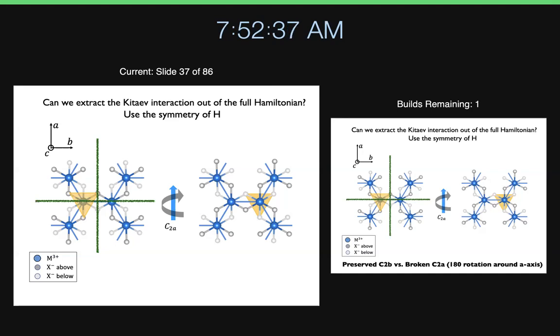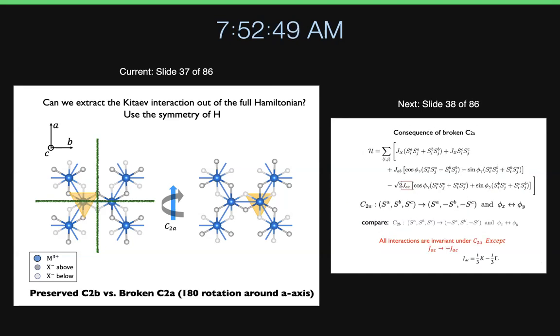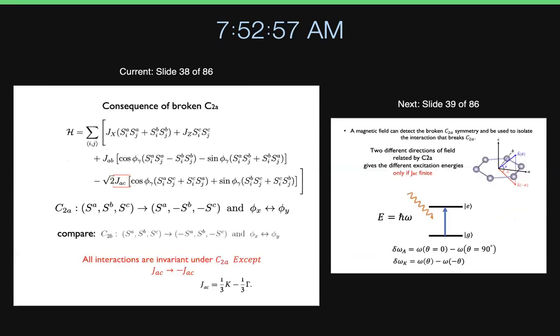On the other hand, if I rotate along the B-axis, which is parallel to the bond, by pi here, all of these points will map exactly to each other. So there is a C2B symmetry. On the other hand, there's no C2A symmetry. So I call it preserved C2B, on the other hand, broken C2A. So a 180 rotation around the A-axis is not there.